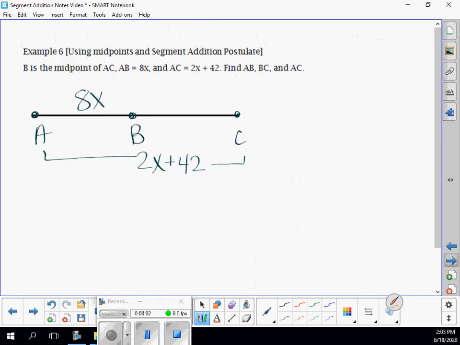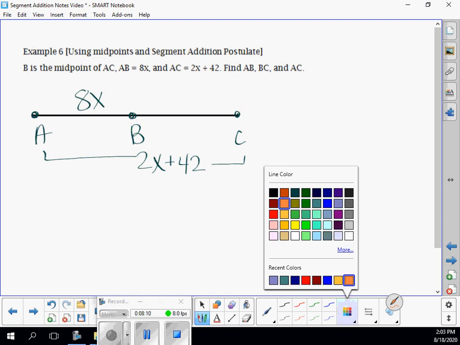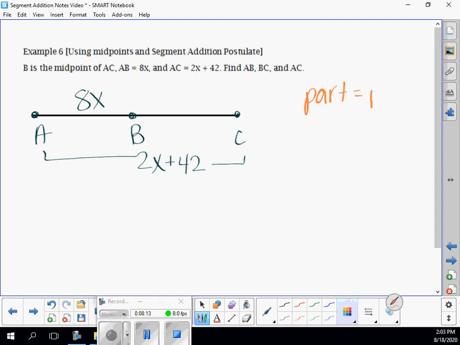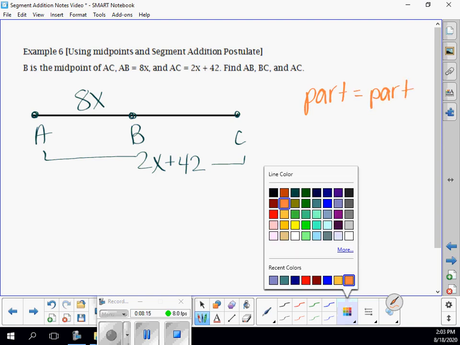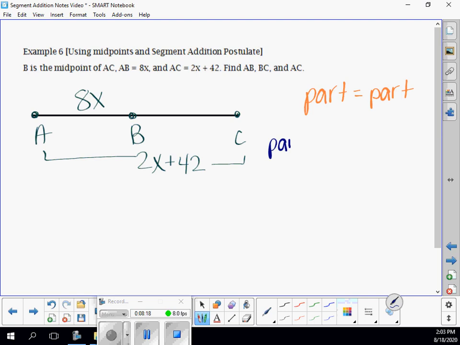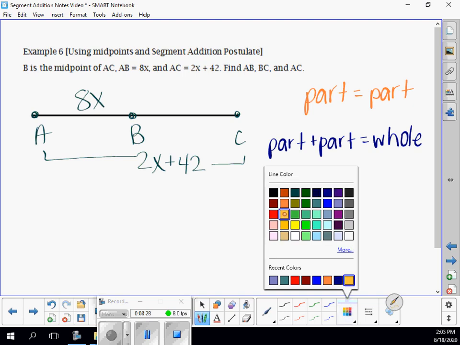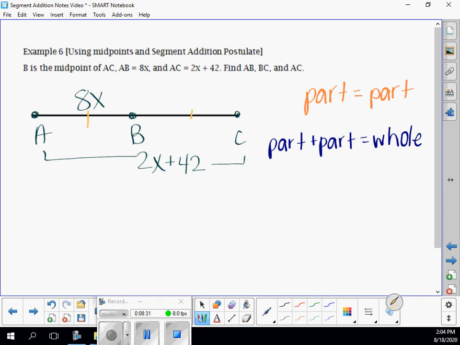All right, we have some midpoints again, but this says I'm going to use midpoints and the segment addition postulate. So that's like, are we going to do part equals part? Or are we going to do part plus part equals whole? So we have to kind of figure that out and investigate what it's going to be. Well, I see that AB is 8x. And I see that B is in the middle. So if B is in the middle, that means I can put my tick marks. And if B is in the middle, that means that AB equals BC.